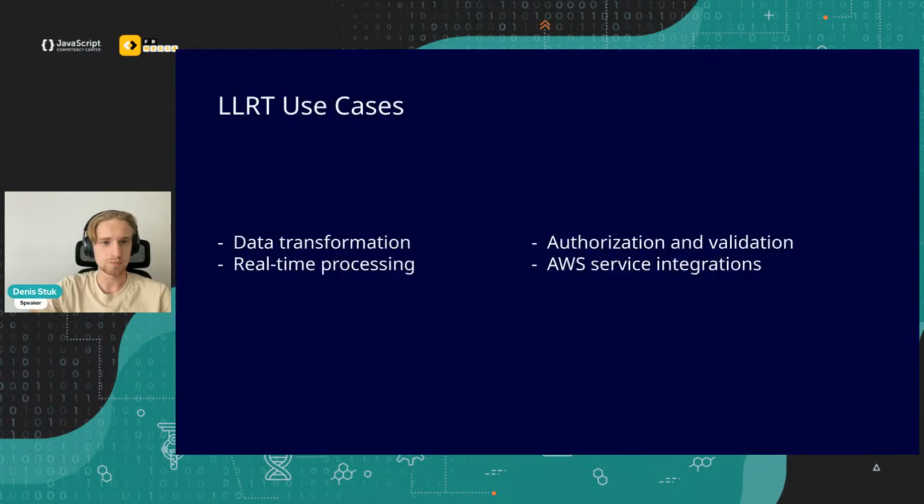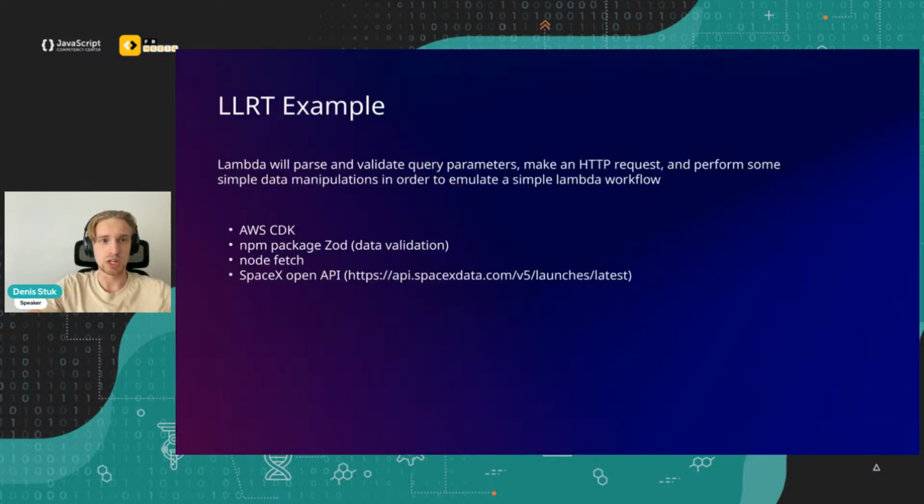So let's proceed with the LLRT use cases. Basically, you can use LLRT for almost every use case, from data transformation, real-time processing, authorization and validation, and for integration with AWS. It's almost every use case, except one: edge computing. We can't currently use LLRT with edge computing, and I hope that it will be available soon.